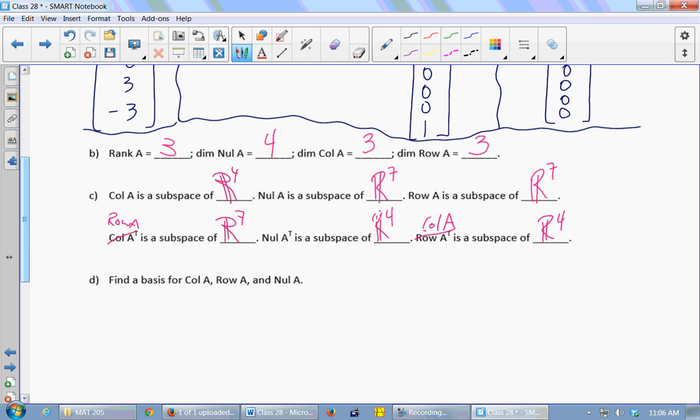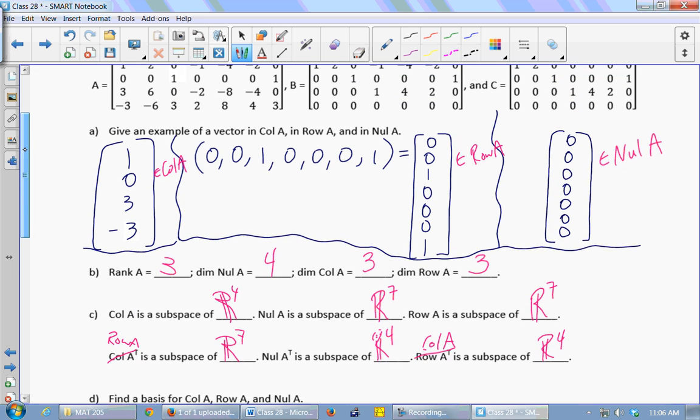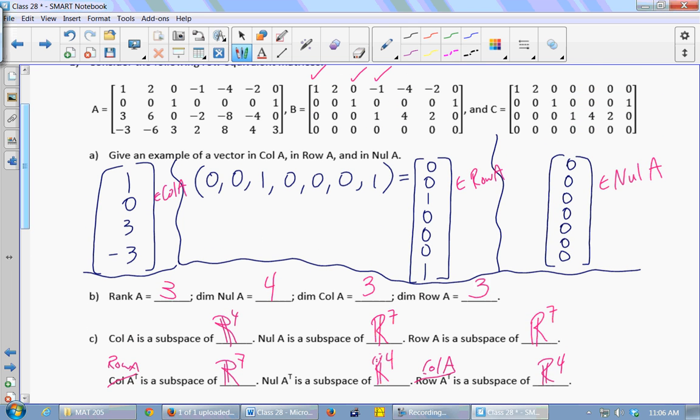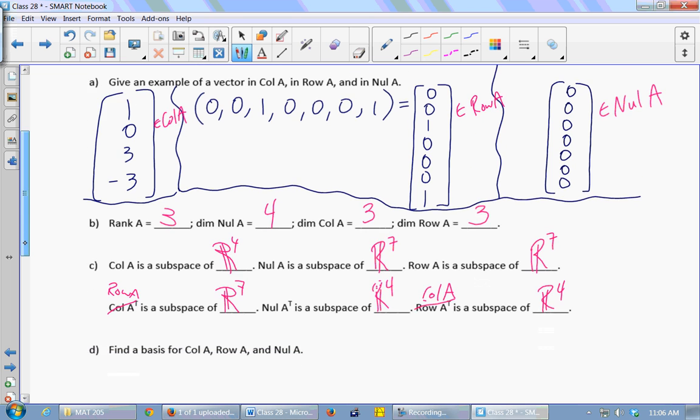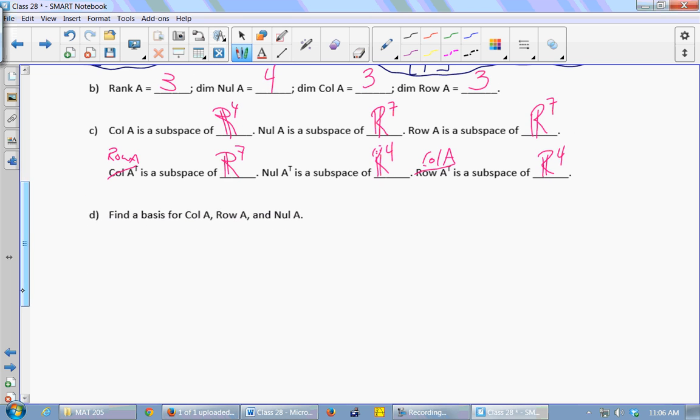Okay, if I want to find a basis for the column space, the row space, and the null space, usually we do this first because the definition of the rank, of the dimension, is the number of vectors in the basis. But I'm doing it last because we were able to figure out all these dimensions using the rank theorem. So now my basis should have the correct number of vectors.